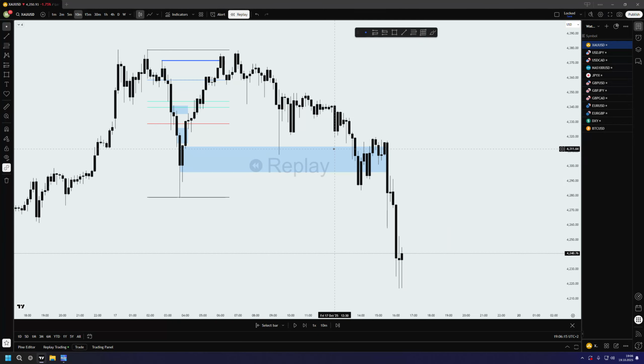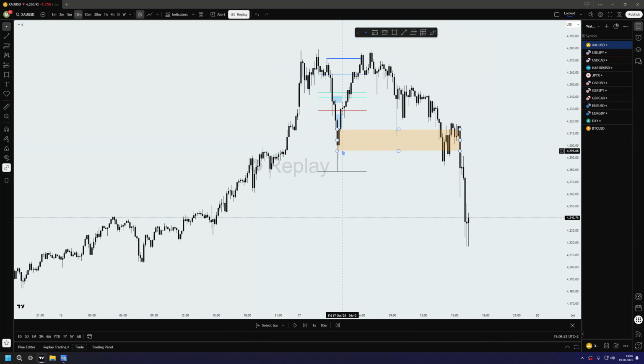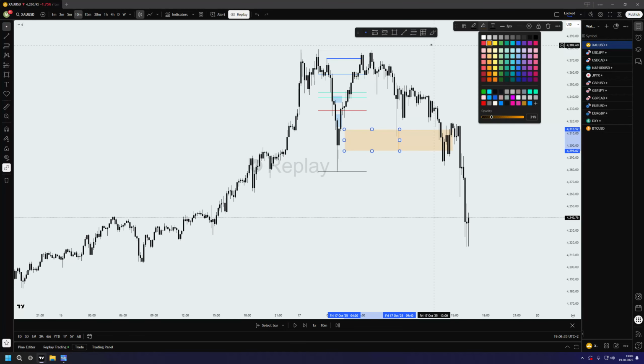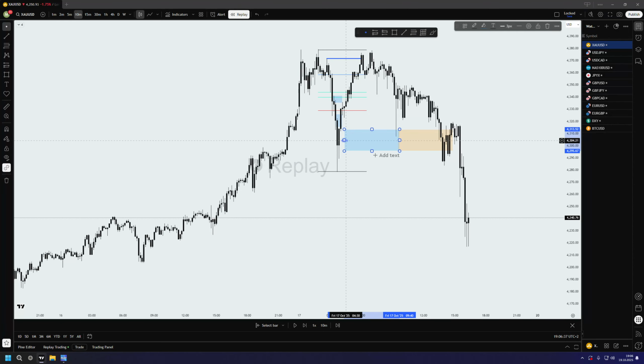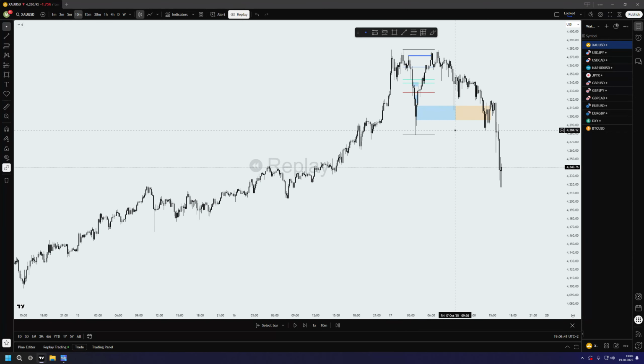After this zone failed, I would start looking for shorts. Because it's an important zone that you can see we reacted from in the past, and then it just failed. That's how you can tell that the zone is valid for directional bias.